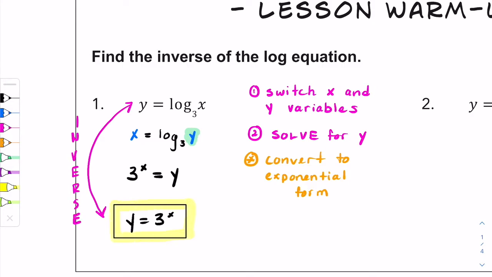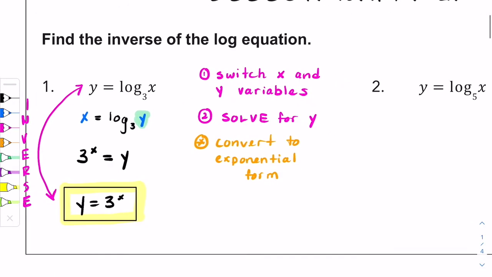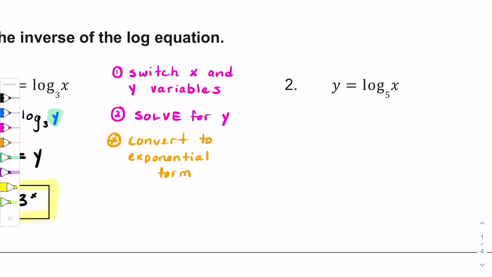The inverse is going to allow us to find the coordinates of the parent function. Number 2 is y equals log base 5 of x. We're going to switch x and y. X is equal to log base 5 of y. And we convert to exponential form. 5 to the power of x is equal to y. This is your inverse of the original function.